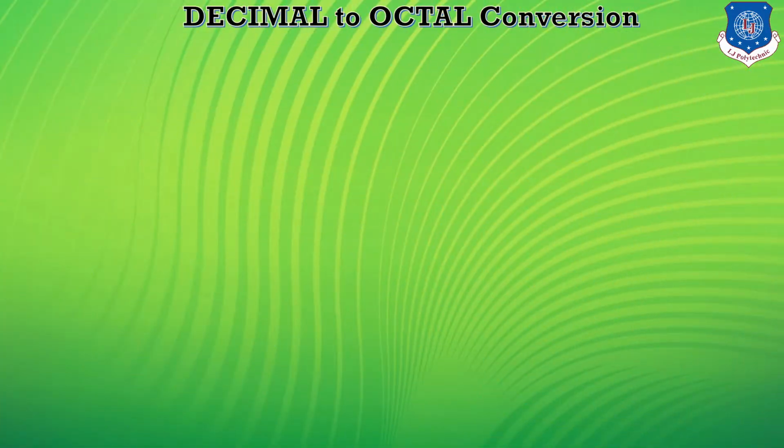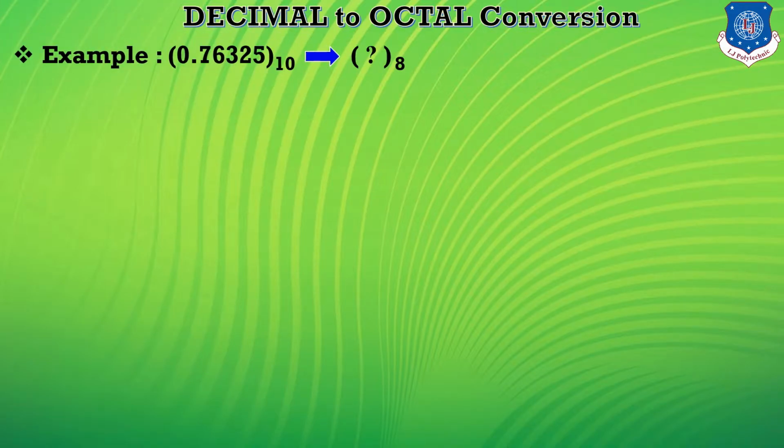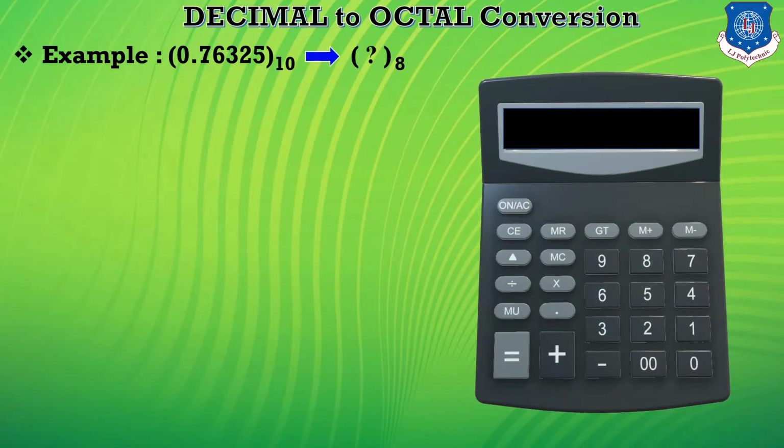Now we take another example for your more practice. Dear students, here we take another example. The decimal to octal conversion method for fractional value is a little bit different. Here I take 0.76325 as a fractional decimal number. Now we proceed for its octal conversion. Dear students, make sure that for decimal to octal conversion of a fractional number, we have to follow multiplication with the base or radix. Here for our reference, we use a calculator.